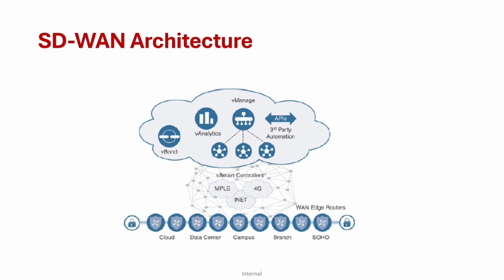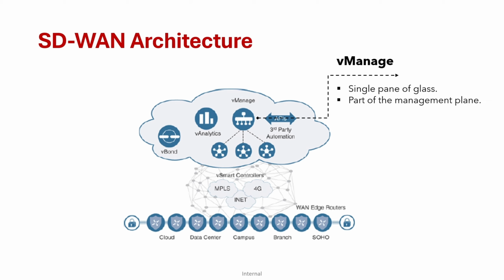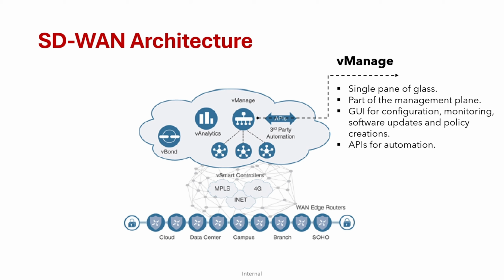To start with, let's discuss Vmanage NMS. Vmanage is a single pane of glass for managing the entire SD-WAN fabric. It is part of, as I discussed, the management plane of the SD-WAN system. It provides a graphical user interface for configuration, monitoring, software updates and policy creation. Vmanage also offers APIs for automation, making it a powerful tool for centralized management and control.